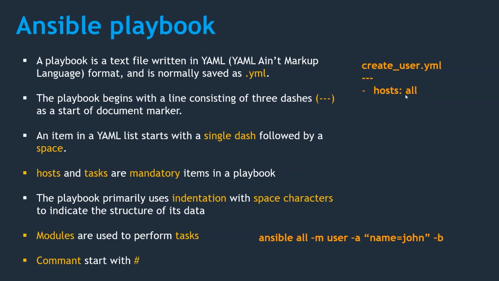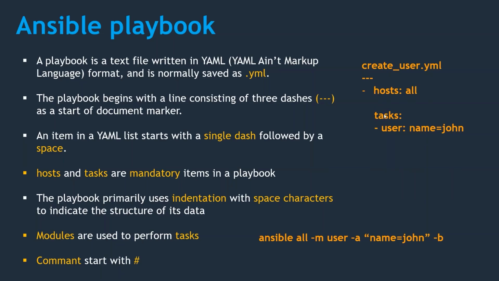Next, tasks. Tasks is one more item, and under tasks we are going to see more. A task is an activity which we are doing. What is the task we are doing? We are doing a task called user ID creation. So the task is user, this is the module, colon, and then what you are doing with that module: name is equal to John. Under tasks again we will have items.